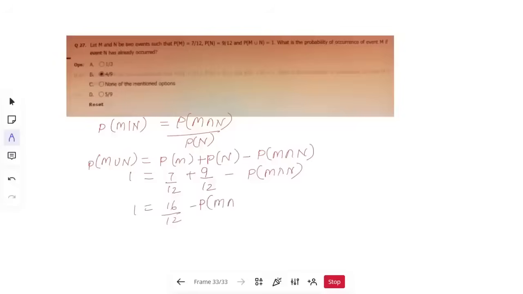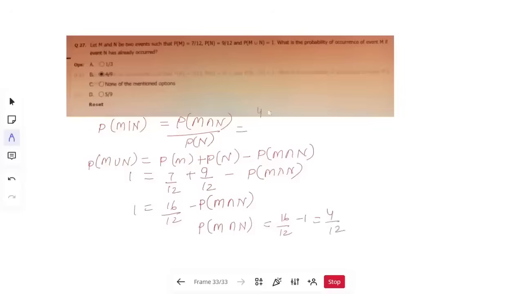Then we are substituting the same values. Finally solving it, we will get the value as 16 by 12 minus 1, which is equal to 4 by 12. Now we will simply substitute in this formula.